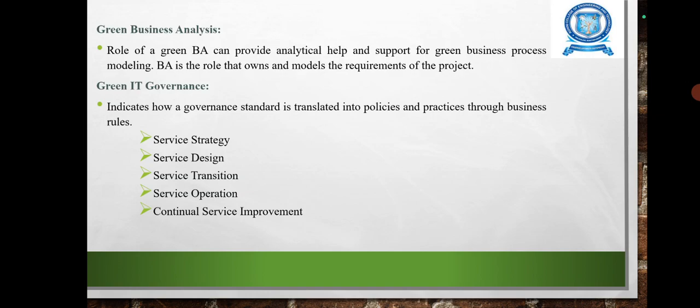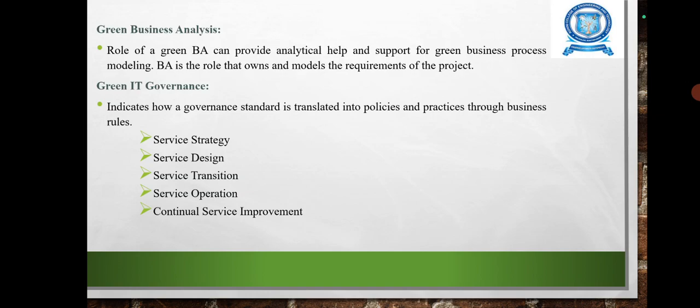Green business analysis. The role of a BA can provide analytical help and support for green business process modeling. It is a role that elicits and models the requirements of the project. It is also responsible for working with the key business executives. The next one is green IT governance. It indicates how a governance standard is translated into policies and practices through business rules. Service strategy. That means it provides guidance on the explanation or prioritization of services provided and customers' investment in services.